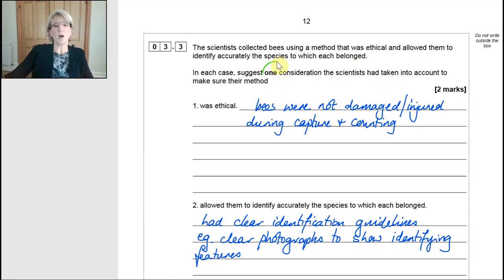What was the one consideration to make sure? So they had to make sure that the bees weren't damaged or injured, and that allowed them to identify them accurately. Well, to identify them accurately, they had to have some method of identification, and the most obvious one to me is that they had photographs as the clearest way. And I didn't quite know how to extend this answer, but I gave it a good shot.